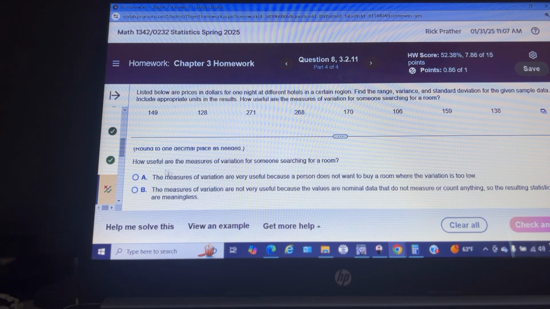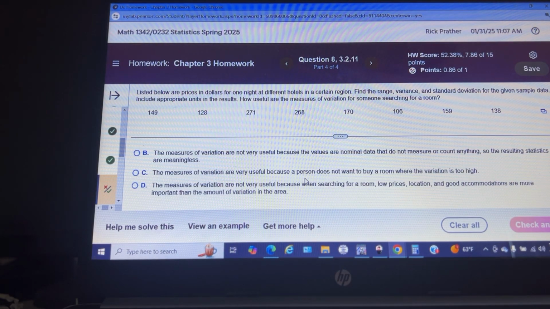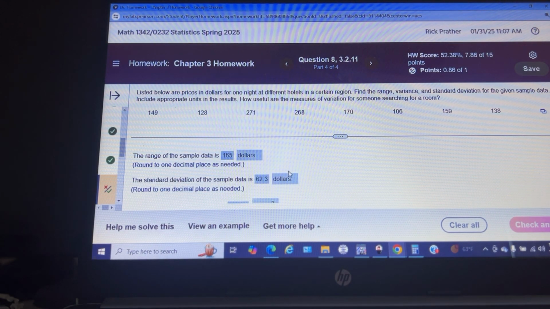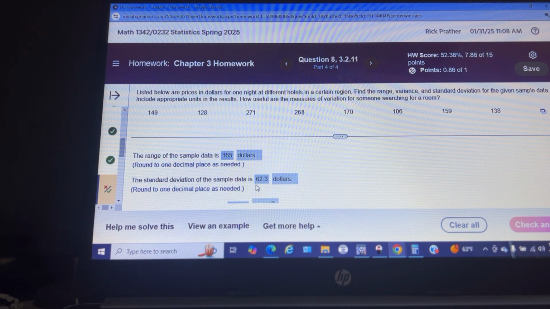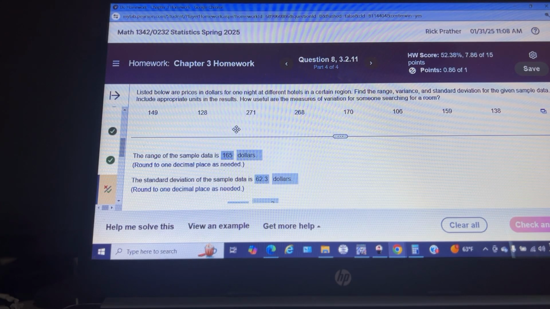And I guess it won't let me finish this, but how useful are the measures of variation for someone searching for a room? Usually what this comes down to is how large is the standard deviation? When standard deviations get bigger than 10 or so, it's just a rough guideline, but when it's more than 10, then you're starting to get a wide spread of your answers. It's logical here too. If these are how much it costs for 1 night in a hotel, the cheapest room was $106, but the most expensive was almost $300. That's a big difference, almost 3 times as large. So that's a very wide range of answers.